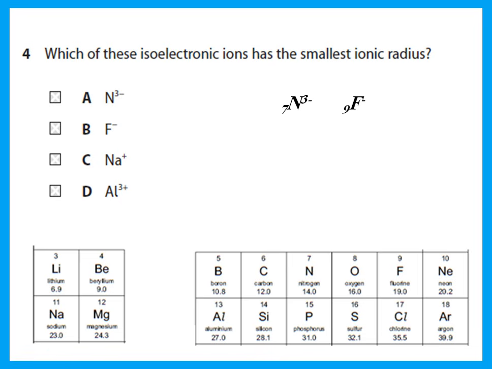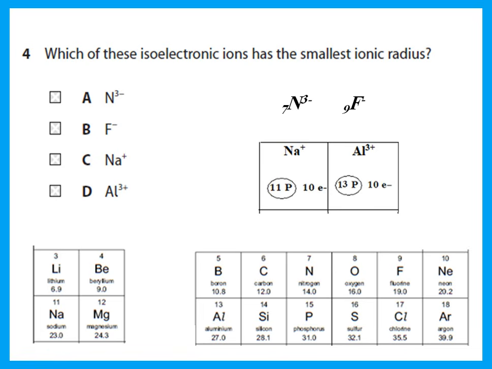So nitrogen has 7 protons attracting the 10 electrons. Fluorine has 9 protons attracting the 10 electrons. Sodium has 11 protons attracting the 10 electrons. Aluminium has 13, so aluminium must be the smallest.